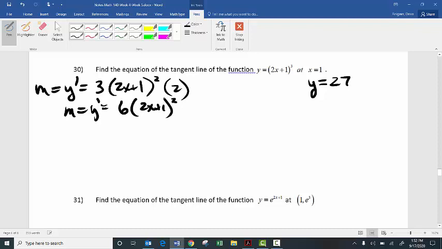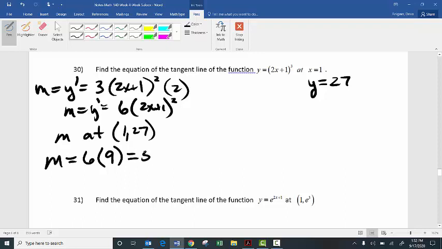squared. So now to figure out the slope, you just plug in the point 1, 27. You plug in 1 into here, so you get 6, and then you plug in 1, you get 7 squared. You get 3 squared, which is 9. So the slope is 54, big number, okay?